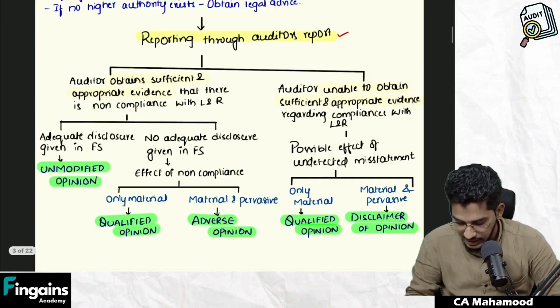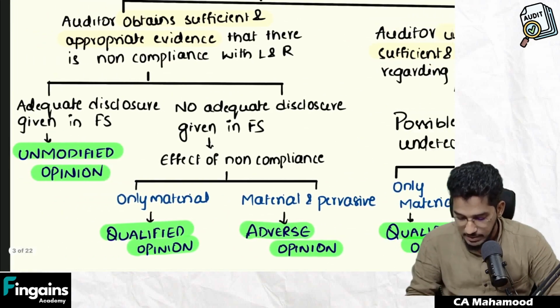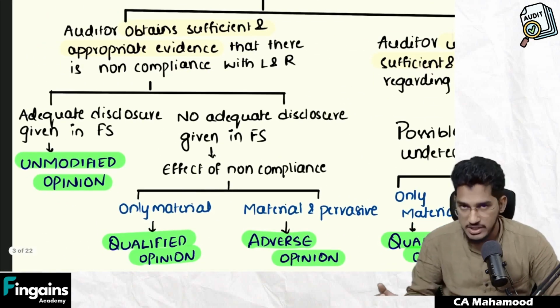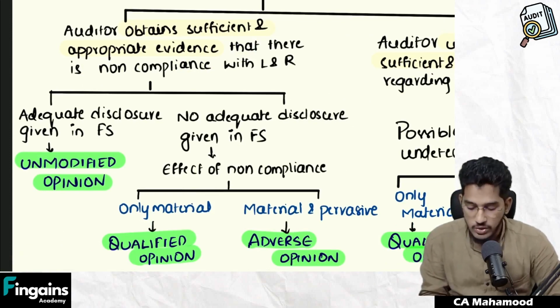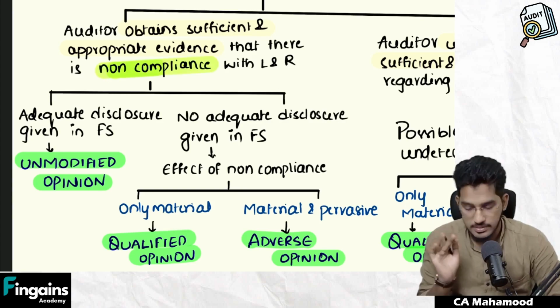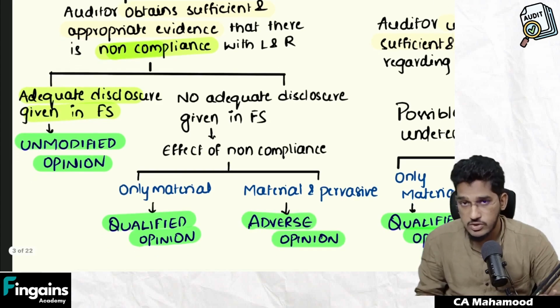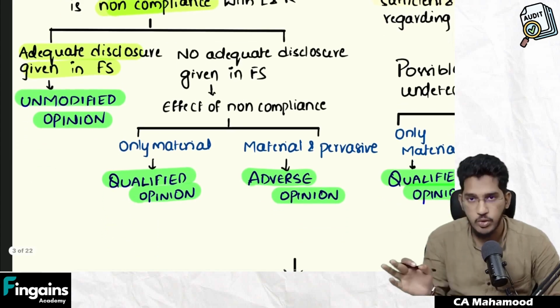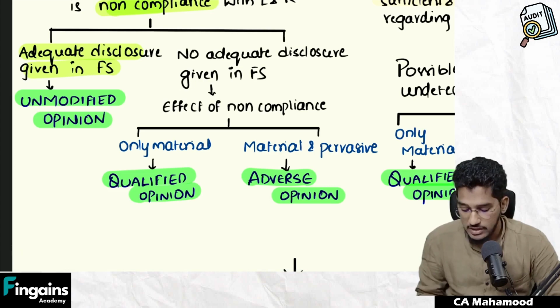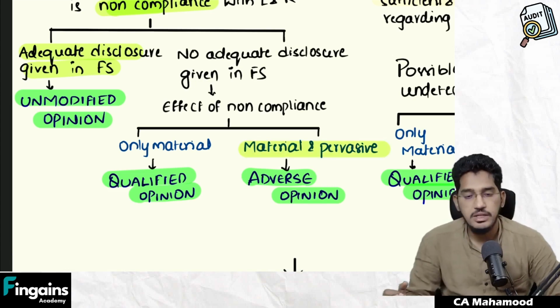If you see, this is what I have presented in the chart. Whatever we have read in the paragraph, the same thing I have presented in the chart and explained. So the auditor concluded, that means the auditor obtained sufficient and appropriate audit evidence that there is a non-compliance with the laws and regulations. If it is adequately disclosed, no need to give a modified opinion. If it is not properly disclosed or reflected in the financial statements, then we will modify. Which kind of modification? Either qualified or adverse. If the effect is only material, then we will give qualified. If it is material and pervasive, then we will give adverse.